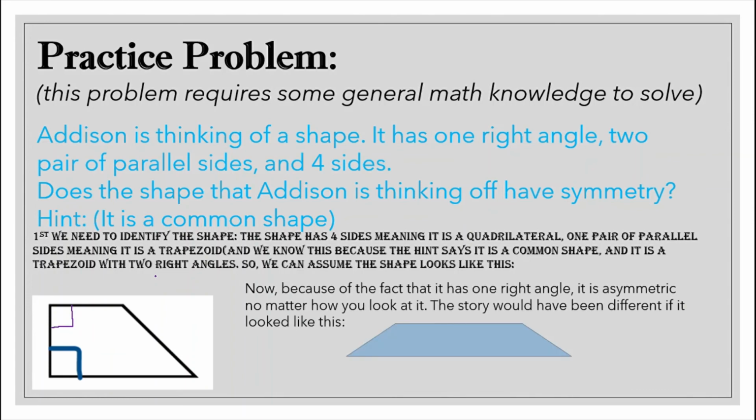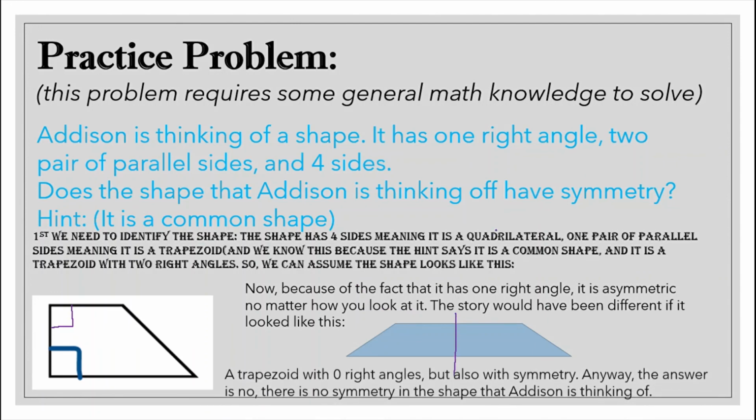Now, because of the fact that it has 1 right angle, it is asymmetric, like we did in the practice problem, like that one I did with you earlier, no matter how you look at it. The story would have been different if it looked like this, because for this one, we can just cut it in half like this. This is like a trapezoid with 0 right angles, but it also has symmetry. Anyway, the answer is no. There is no symmetry in the shape that Addison is thinking of.